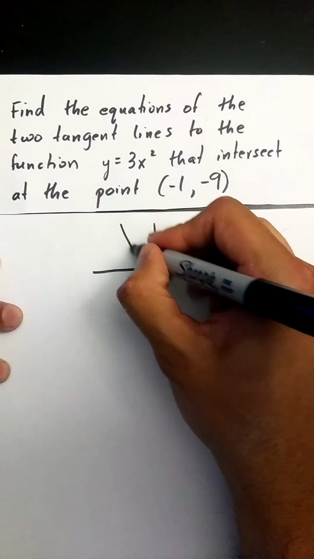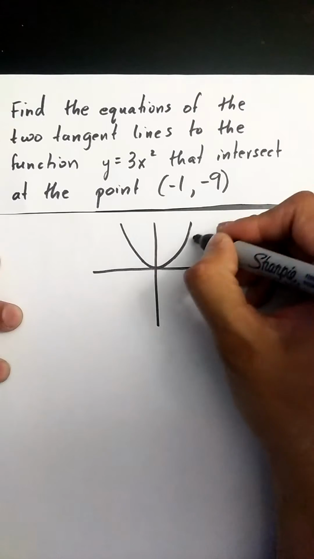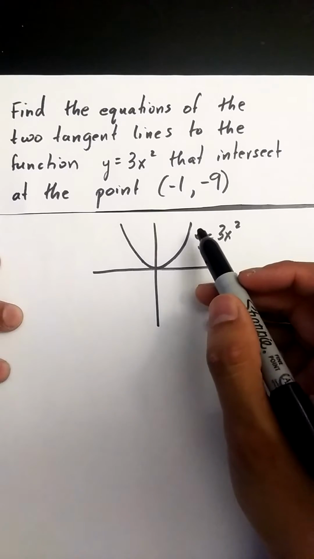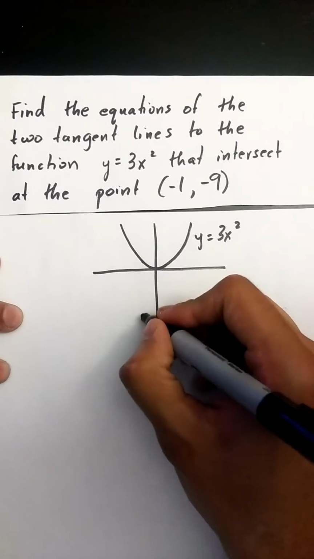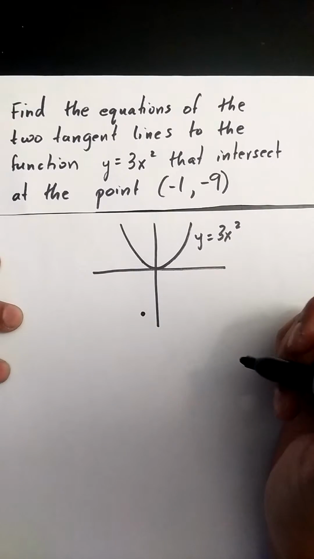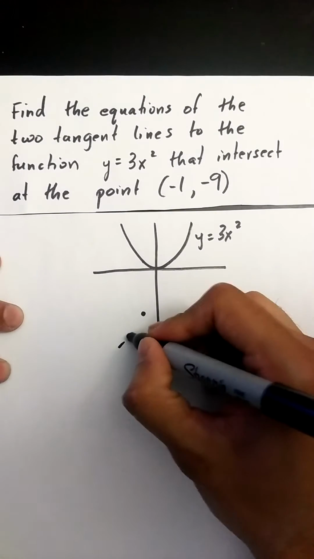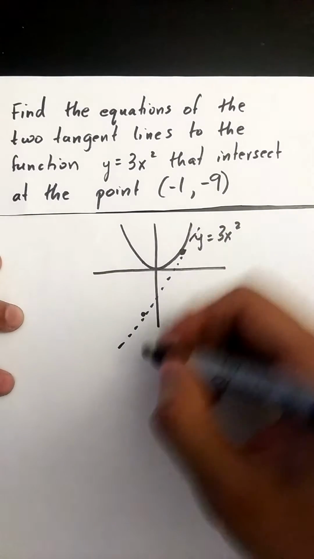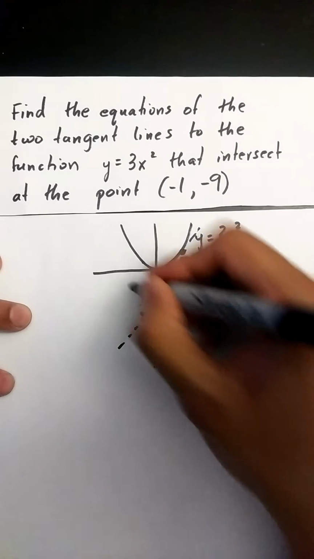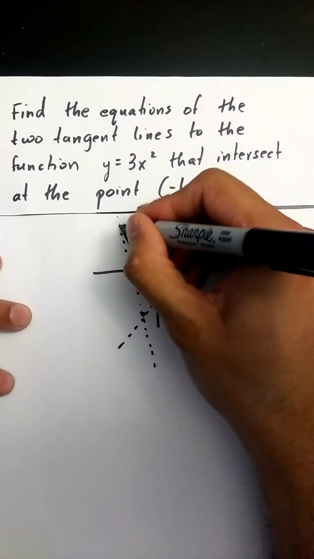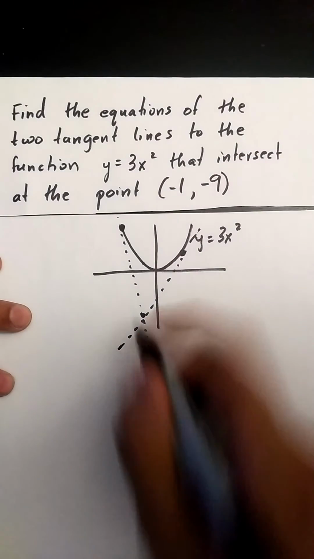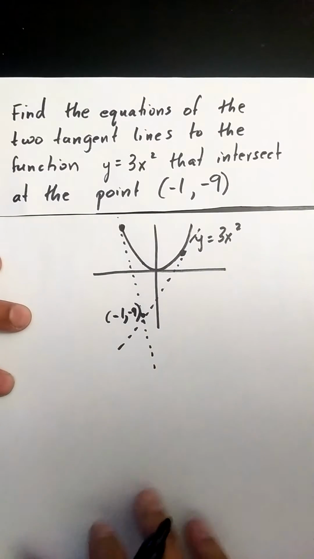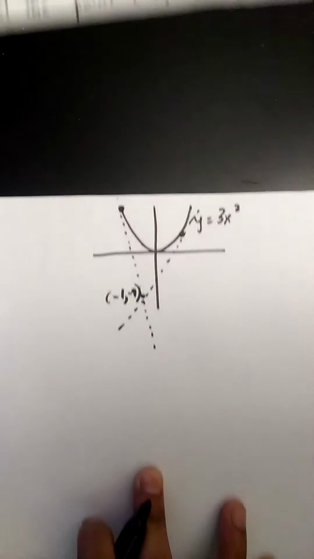So I have a function y equals 3x squared, a quadratic function. I know that there are two tangent lines to this function that intersect at the point -1, -9, which is approximately there. So my first tangent line is going to look something like that, where this is the intersection point. And then my second tangent line is going to look something like that. So you have a second intersection point, and I know these two lines intersect at the point -1, -9.